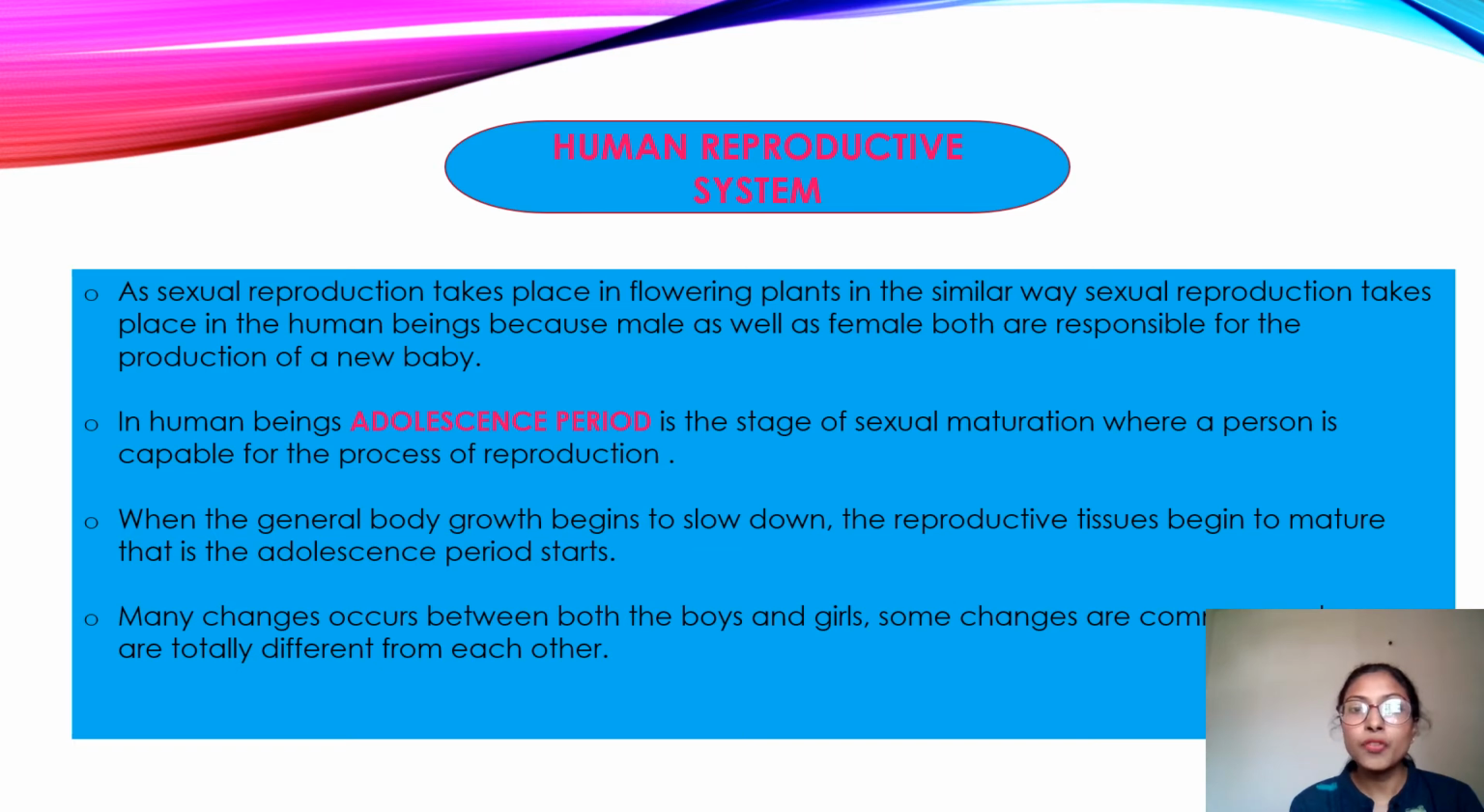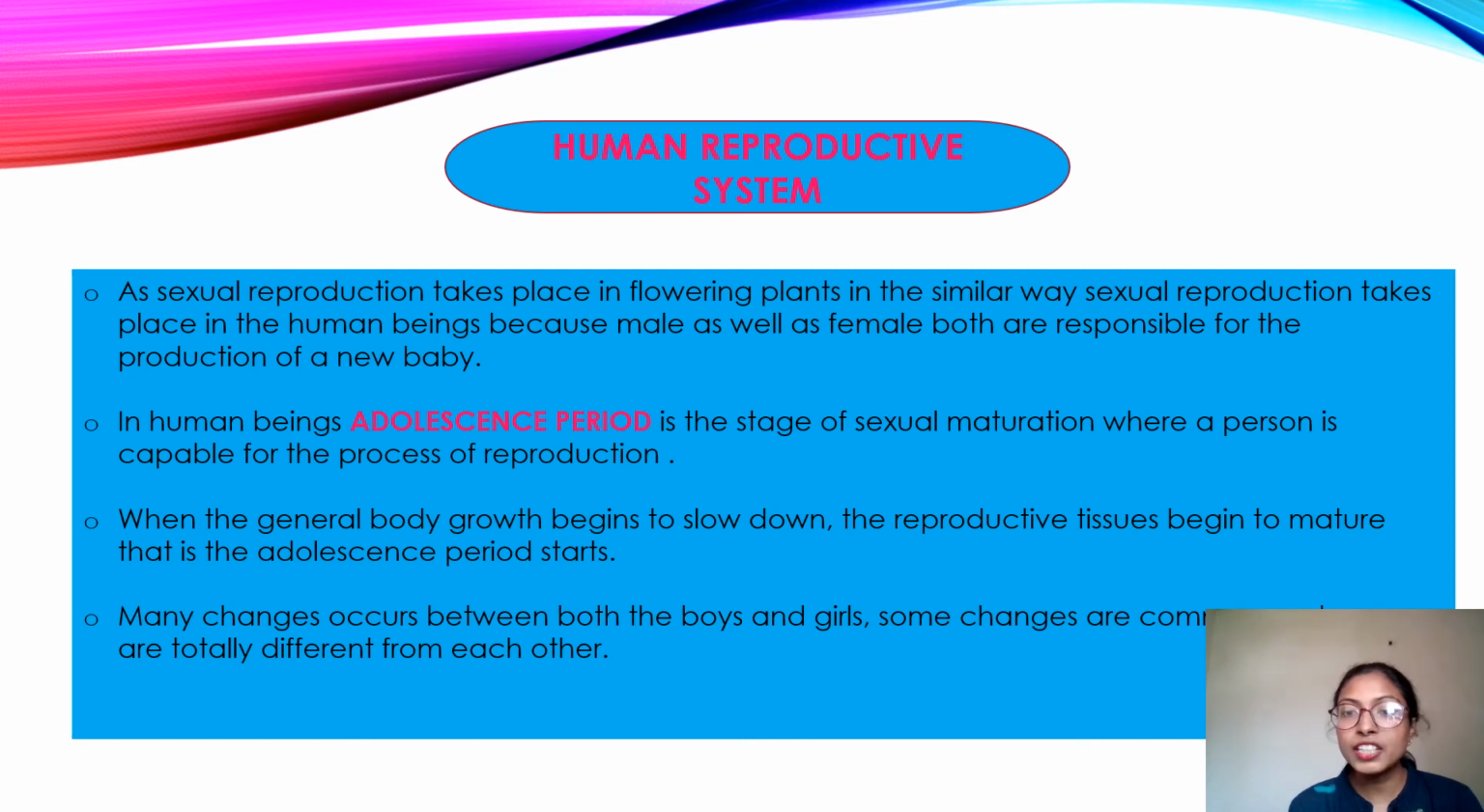Now, when the general body growth begins to slow down, the reproductive tissues begin to mature. That is the adolescence period. Until we are in the growing period, our body is involved in the growth of our body parts. As soon as we reach the adolescent stage, the growth begins to slow down, and since the growth begins to slow down, the reproductive tissues begin to mature.